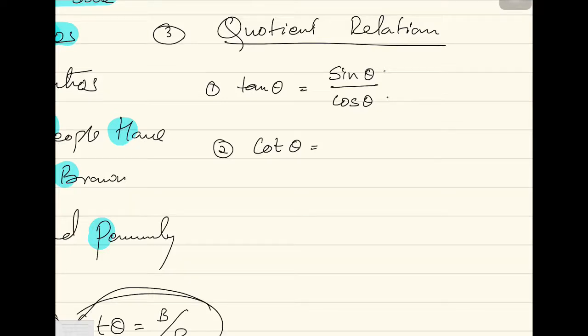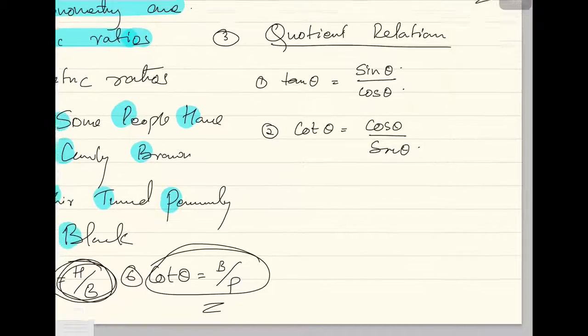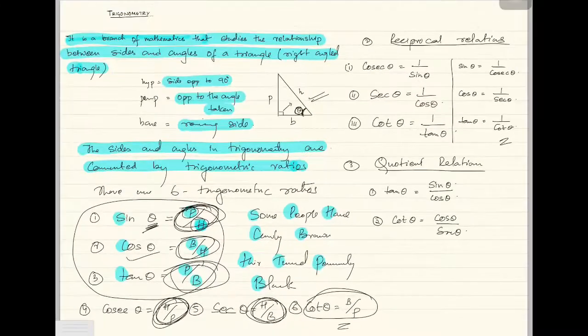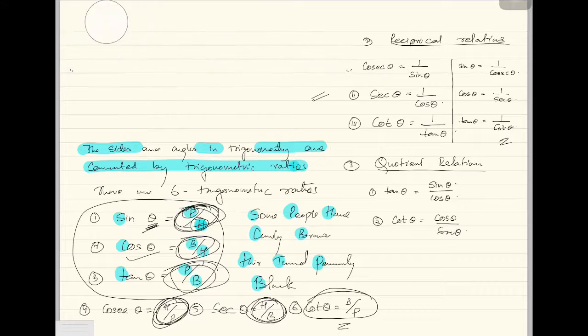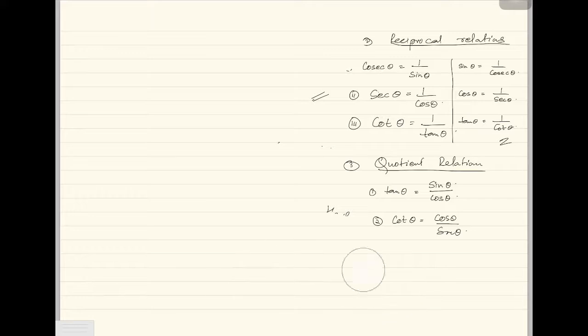Cot is the opposite of tan, reciprocal. So it will be cos theta by sine theta. You have already done this in class 10. Okay. Now I hope you have already copied this. Let me rub this. As you try to understand, I want you to copy it in your notebook as well. Rub all this. Okay.